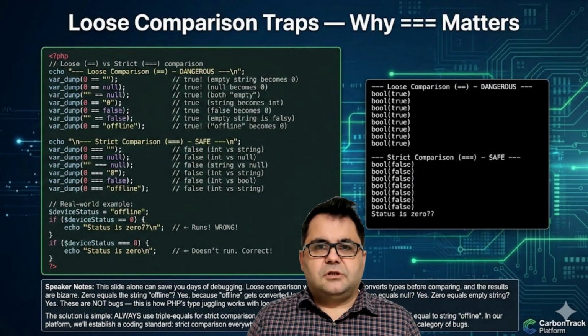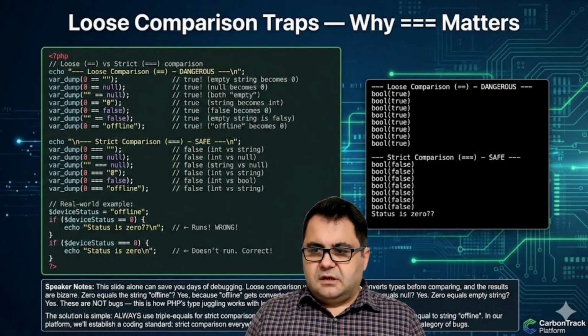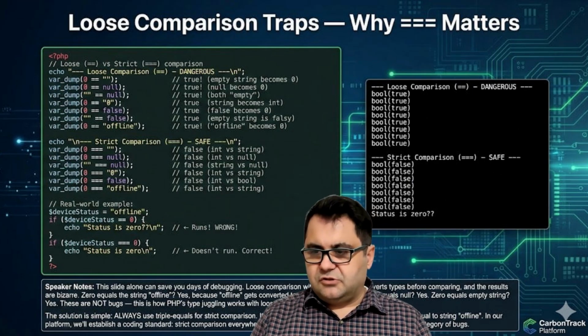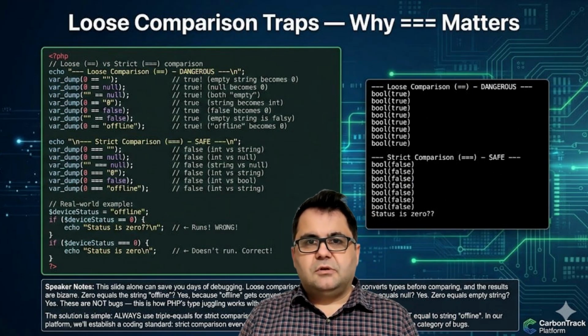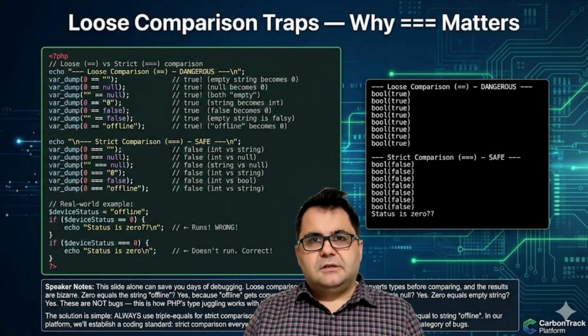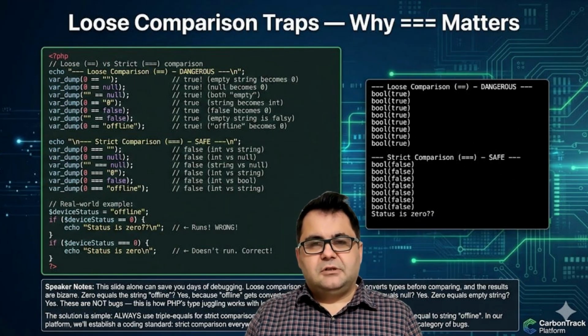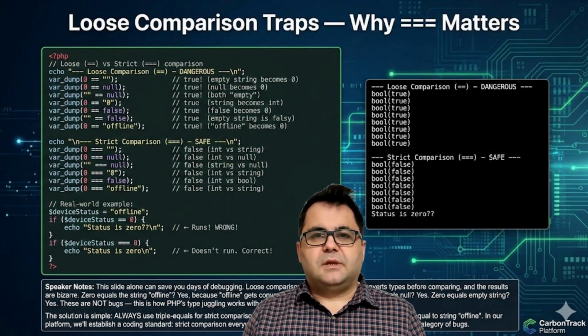Loose comparison with double equals converts types before comparing, and the results are bizarre. 0 equals the string "offline"? Yes, because "offline" gets converted to 0 in numeric context. 0 equals null? Yes. 0 equals empty string? Yes. These are not bugs. This is how PHP's type juggling works with loose comparison.